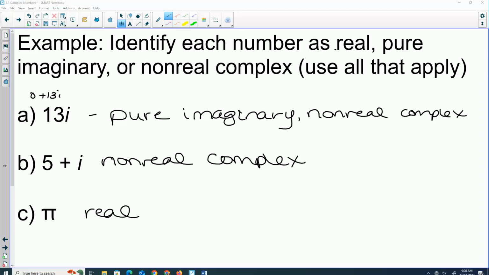Any other questions? All right, any questions about classifying these? Do we need to go through any more?